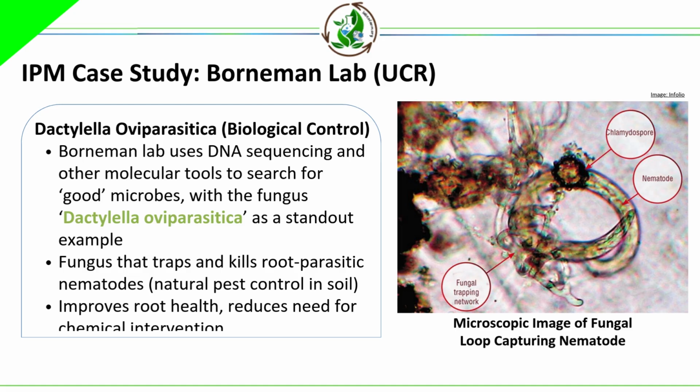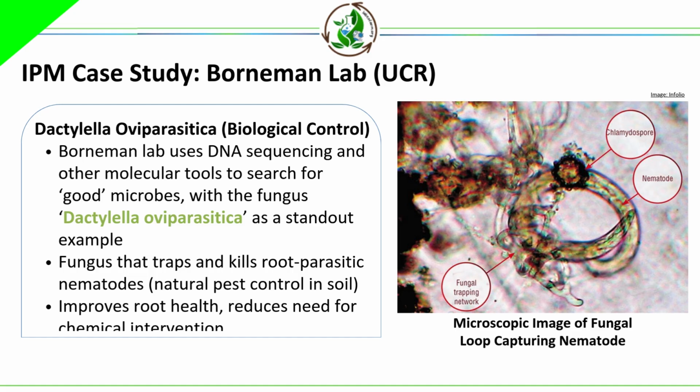On this slide, we are focusing on a real-world example of biological control in an IPM program and how molecular tools help us find the good guys in the soil. The James Borman Lab at UC Riverside studies beneficial soil microbes that protect plant roots. One of their key organisms is Dactylella oviparasitica, a fungus that literally traps and kills root parasitic nematodes. By attacking the nematodes in the soil, this fungus helps keep roots healthier and reduces the need for chemical nematicides.